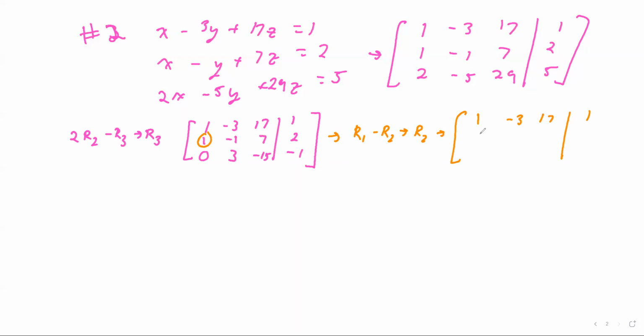1 minus 1 is 0, which is what I wanted. -3 plus 1 would be -2. 17 minus 7 is 10. 1 minus 2 is -1. And then row 3 will remain the same as well.